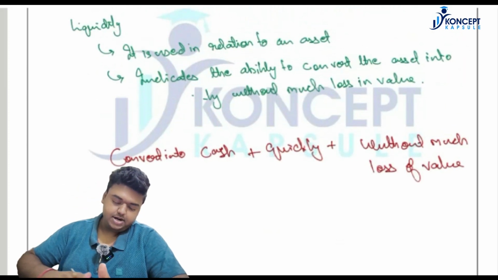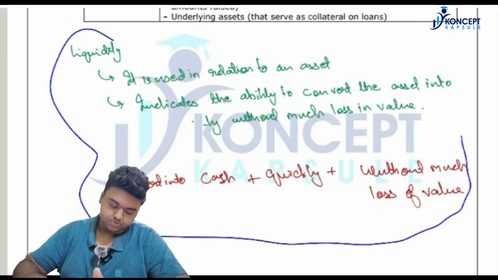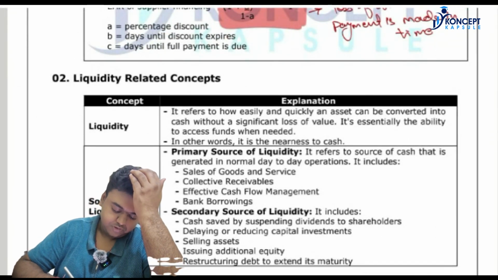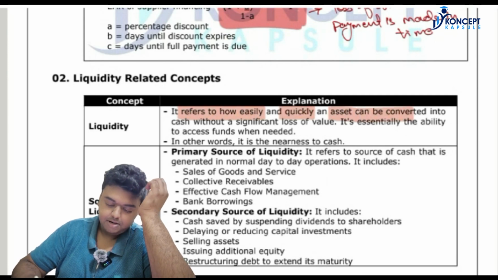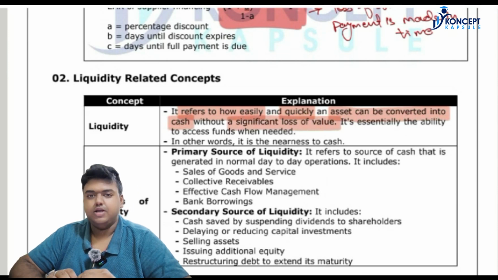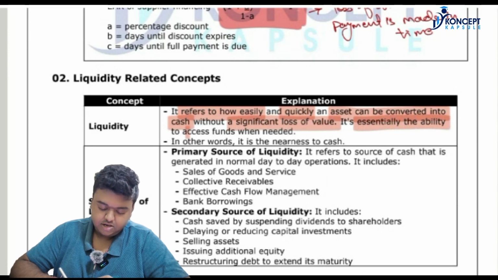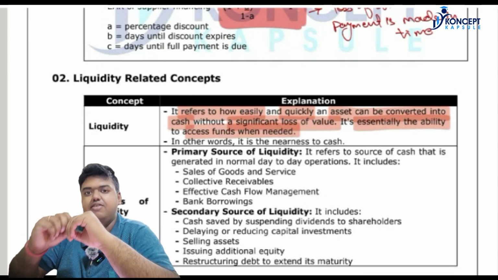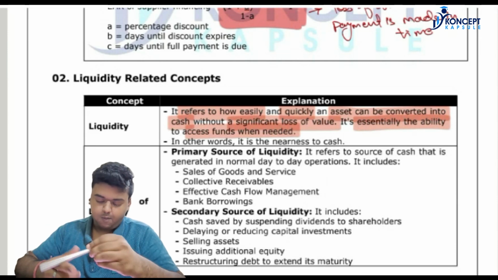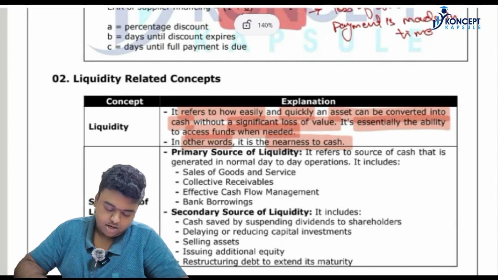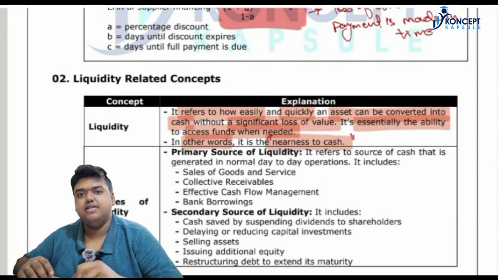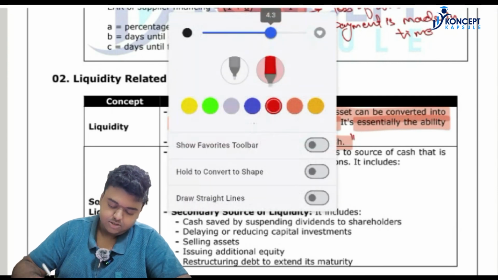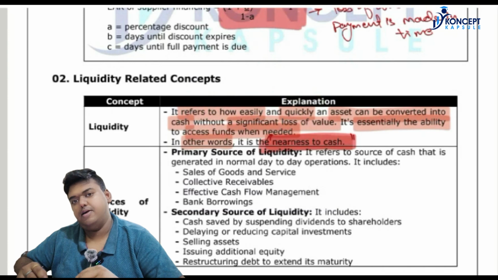Now with liquidity, we will learn some associated concepts. What is the definition of liquidity? Liquidity refers to how easily and quickly an asset can be converted into cash without a significant loss of value. It is essentially the ability to access funds when needed. Since I have the ability to convert my assets into cash whenever I need funds, I will be able to generate funds because I have liquid assets. In other words, it is the nearness to cash. This is an important term. Sometimes, rather than using the word liquidity, the question might give you nearness to cash. So whenever this term is given, it is referring to liquidity.